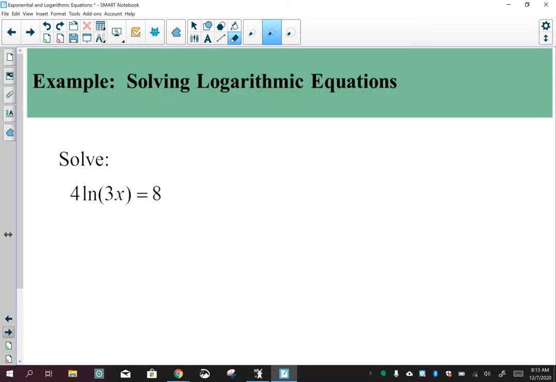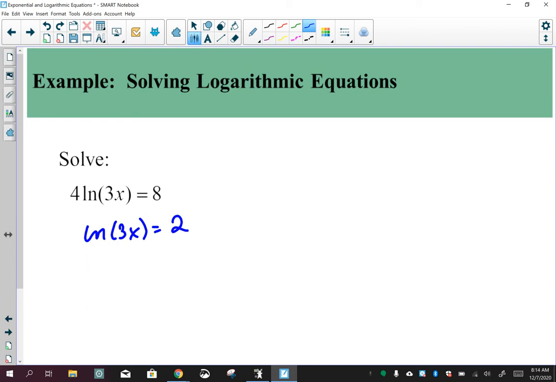All right, so now let's take a look at this one here. I've got 4 natural log of 3x is equal to 8. I don't want to do anything with this yet because I have this piece right here. What I need to do is divide both sides by that 4 first because I need to get that natural log by itself. So now what? I'm kind of stuck. Well, no, not really.